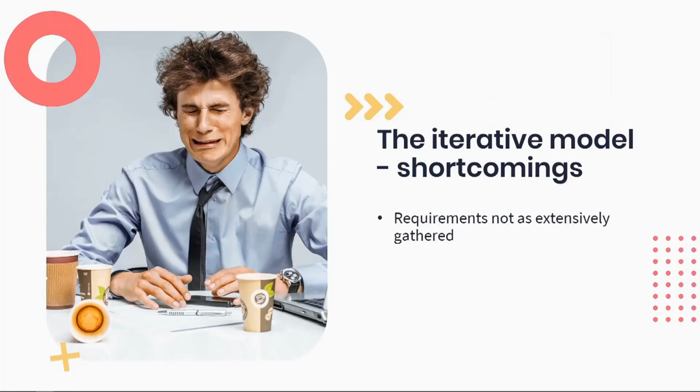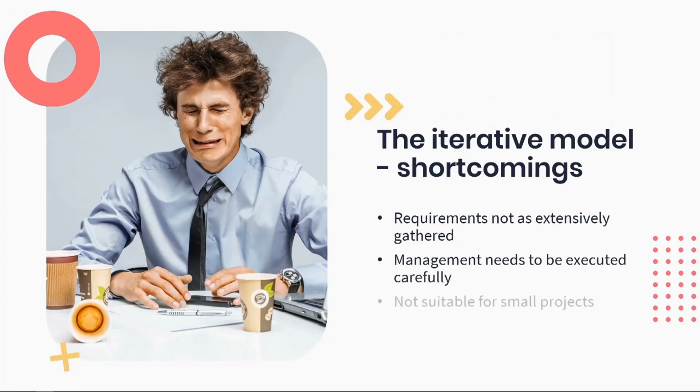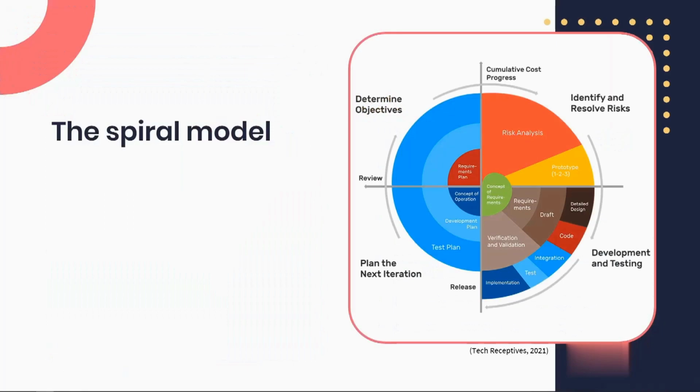Also, because there's quite a lot more going on at the same time, management needs to be executed carefully. Also, it's kind of a waste of time when working with small projects. It also requires quite a lot of skill for risk analysis. Another model that falls under the iterative model is the spiral model.